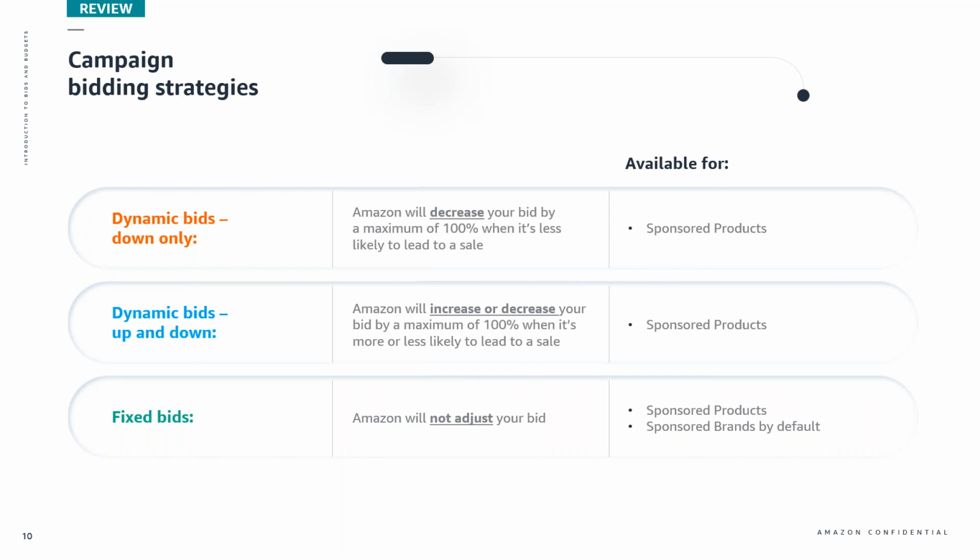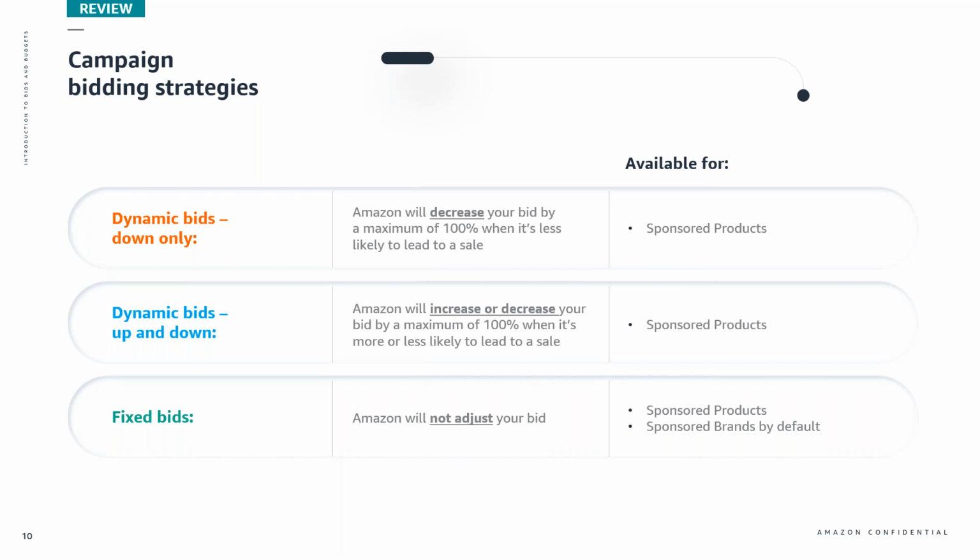There are three different bidding controls. Number one is dynamic bids down only. Amazon will reduce your bids in real time for clicks that may be less likely to convert to a sale. If Amazon sees an opportunity where we predict your ad may be less likely to convert to a sale, for example, a less relevant search query on a placement that doesn't perform well, we might lower your bid for that auction. That's available for our sponsored products.